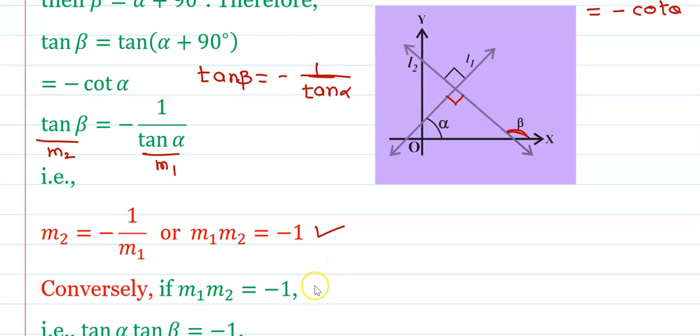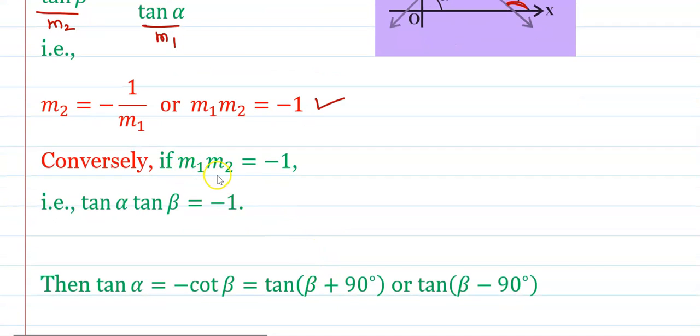What about the converse part? If the product of the slopes is minus 1, then we say that the lines are perpendicular. And for that, m1 means tan of alpha, and m2 means tan of beta.